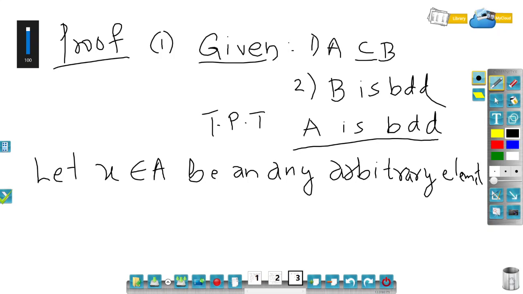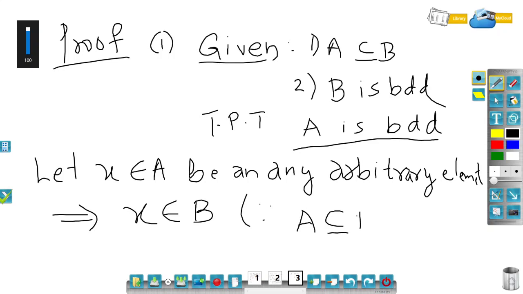So that x will be any element. So it is basically representing my entire set A, so that can be any element from A. If x belongs to A, that would imply x will definitely belong to B. Why? Because A is a subset of B, so A is fully contained in B. Whatever elements A has, B will have the same elements, and moreover some extra elements.